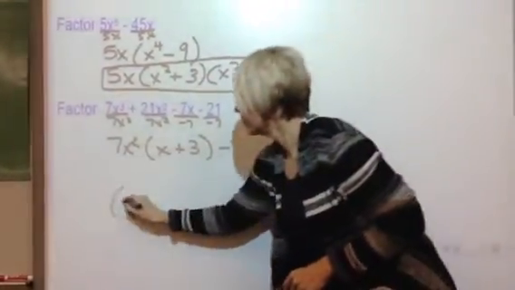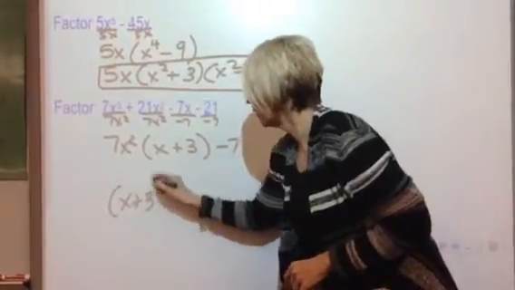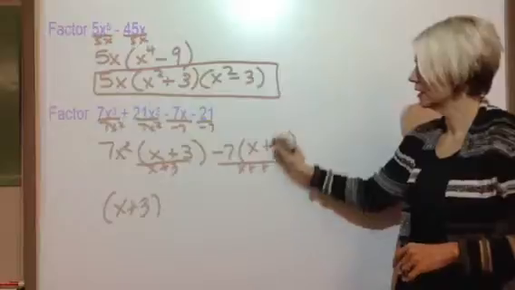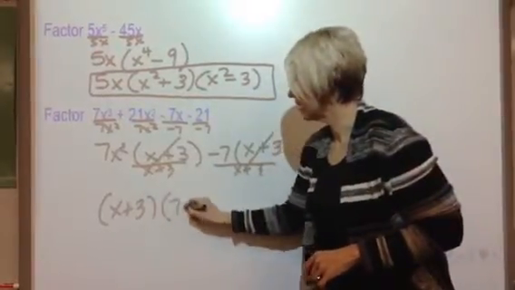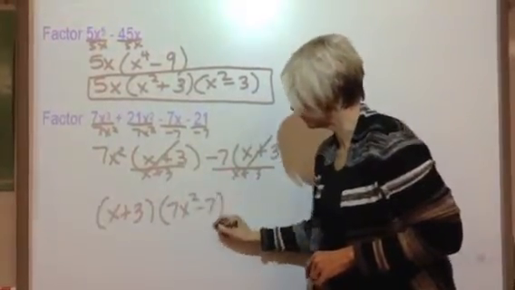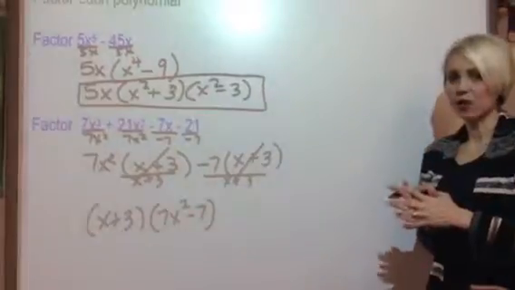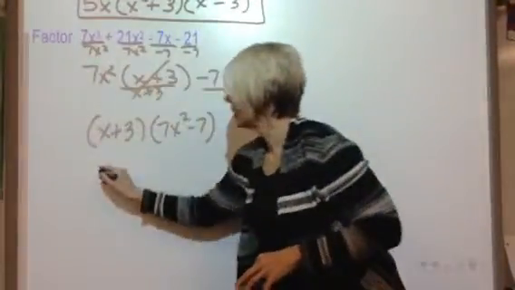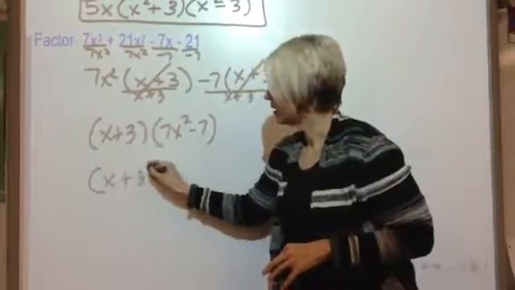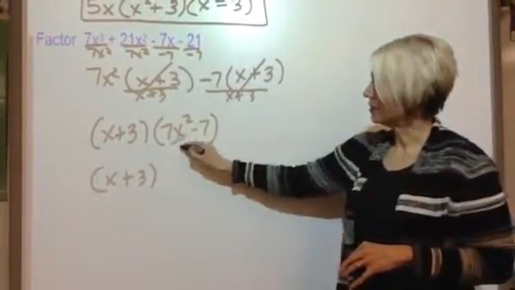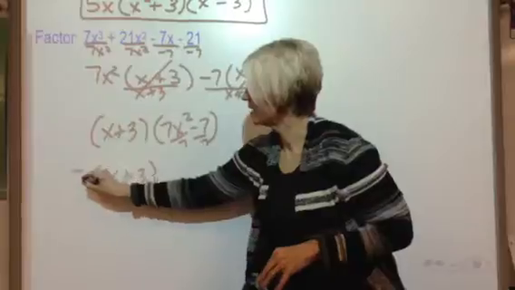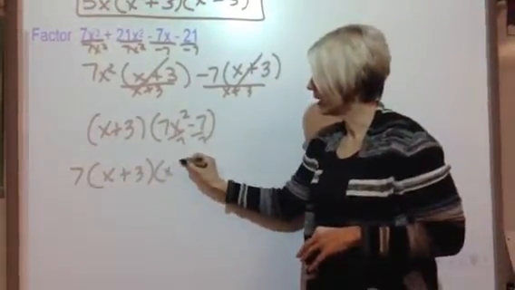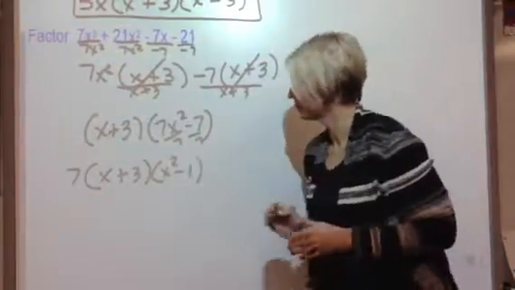Now do you see what we can factor out of here? x plus 3. So I'm going to put that x plus 3 out front, and I'm going to factor that x plus 3 out of each of these terms. And what's left behind is 7x squared minus 7. Now we can keep going. Do you see the common factor here that we can get out? So I'm going to leave this x plus 3 out front, but then I'm also going to take out a 7, and I'm going to put that 7 out in front of it all. This becomes x squared minus 1.